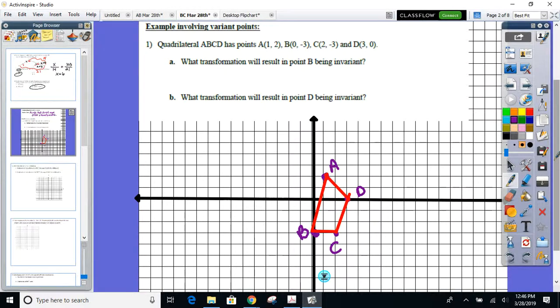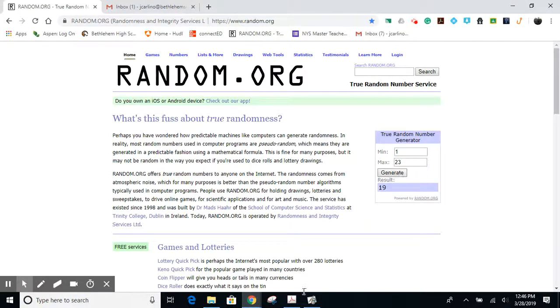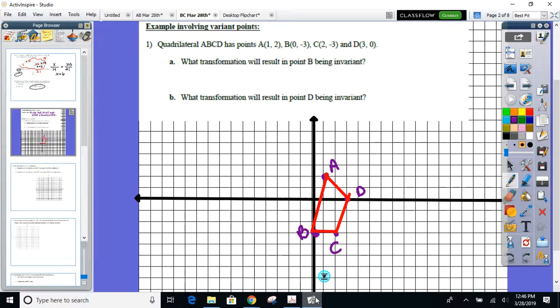What's that something? Give me a transformation we've discussed and get specific, where point B would end up right where it is, at (0, -3). Do this and it will not move. Here we go. Any suggestions?